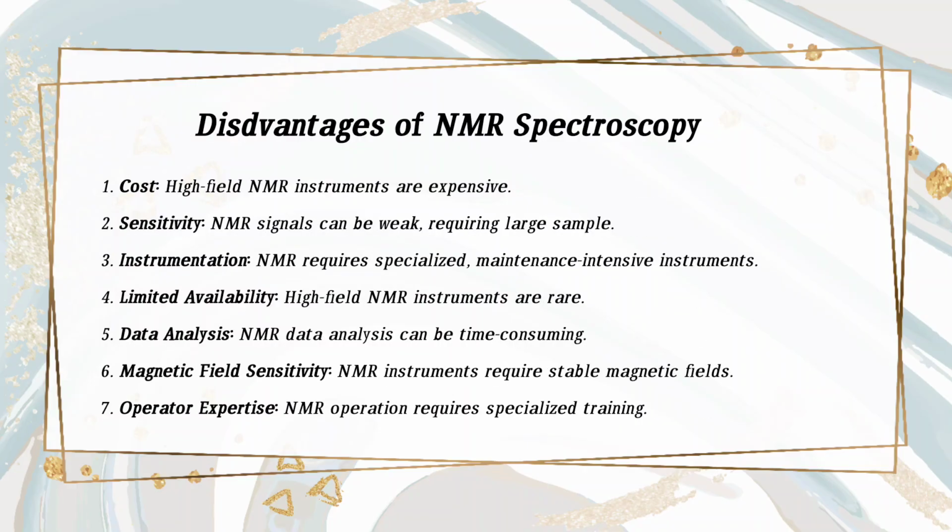Disadvantages of NMR spectroscopy. Cost. High field NMR instrumentation is very expensive. Sensitivity. NMR signals can be weak, requiring large sample amounts. Maintenance. NMR requires specialized maintenance and intensive instruments. Limited availability. High field NMR instruments are rare. Data analysis. NMR data analysis can be time consuming. Magnetic field sensitivity. NMR instruments require stable magnetic fields. Operator expertise. NMR operation requires specialized training.